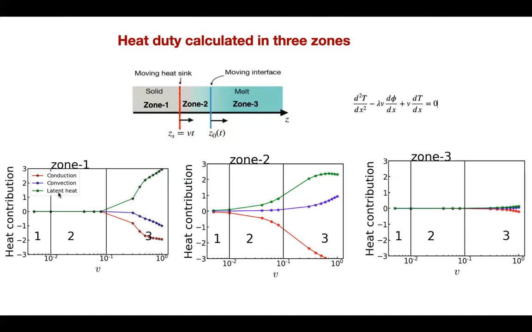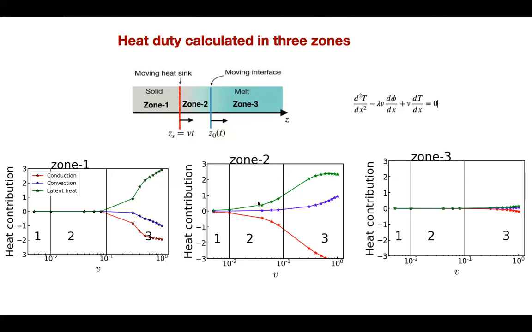And in zone 1, we see that there is no heat transfer happening in region 1 and 2, that is at low sink velocities, whereas we see a significant amount of heat transfer in region 3. And this is the reason for this rise in temperature that we observed in the previous plots in zone 1, that is to the left of the sink.